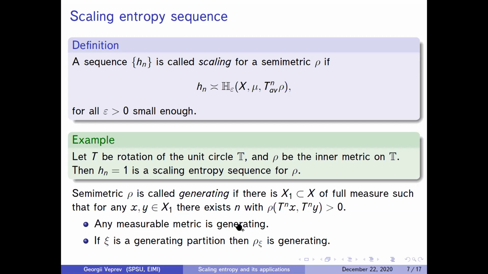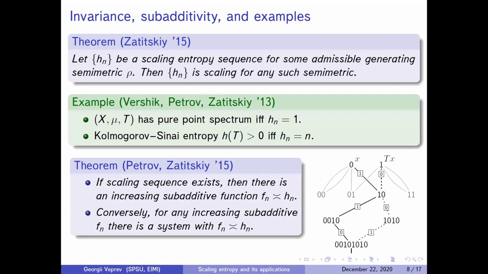If we consider a generating partition, then the corresponding metric is generated. So the very important theorem is the following theorem about the invariance. Suppose we have a sequence which is a scaling entropy sequence for some arbitrary admissible generating symmetric rho. Then this exact sequence is scaling for any such symmetric.